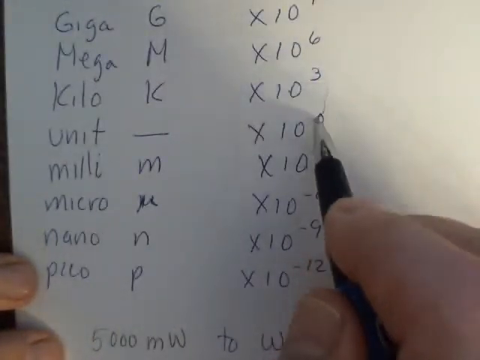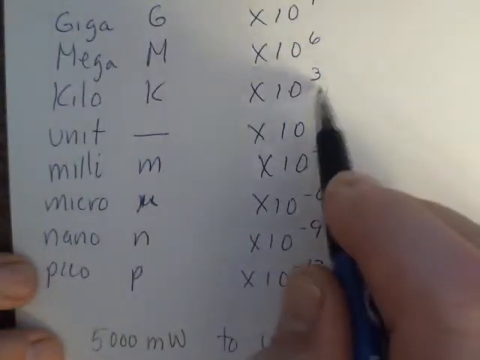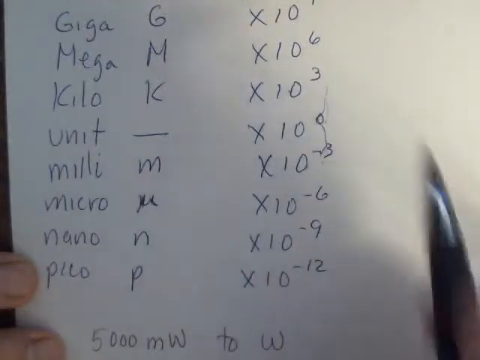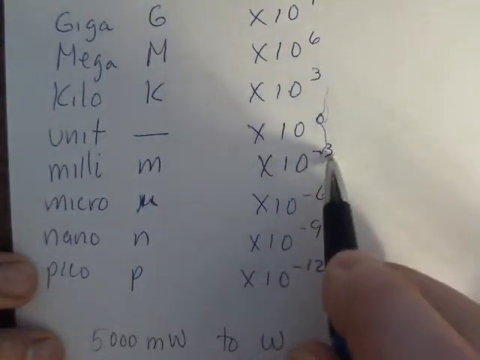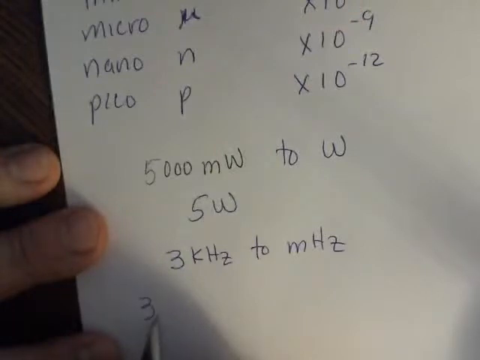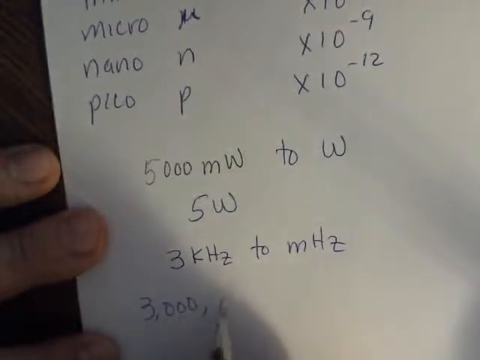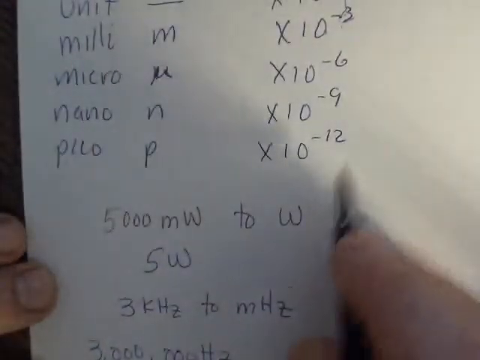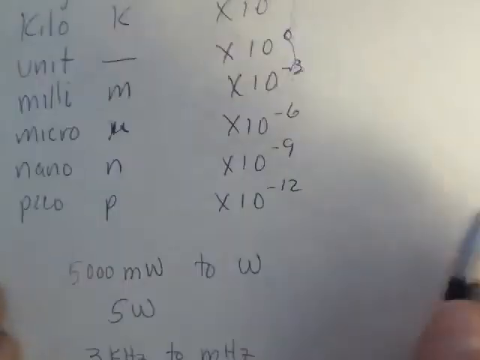So since I'm, again, moving 2 levels on my prefixes, for every level I move down, I move the decimal in the base number 3 places to the right. Since I'm moving down 2 levels, that's 6 places to the right. So that would be 3 million hertz.